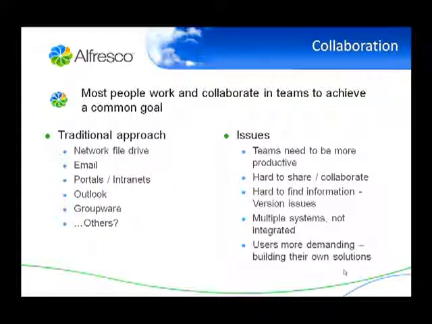The problem is that teams need to be more productive. They need to share and collaborate information more effectively. And a lot of the time, it's difficult because there are multiple systems and these systems are not fully integrated. And it's hard to find information. And when you do find it, say I look on the S drive on the network, I find a document. Is it the current document? Has it gone through an approval process, or is it one of the early drafts?